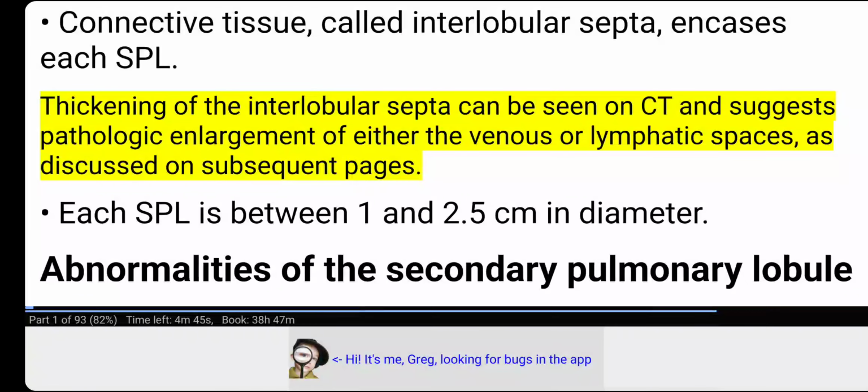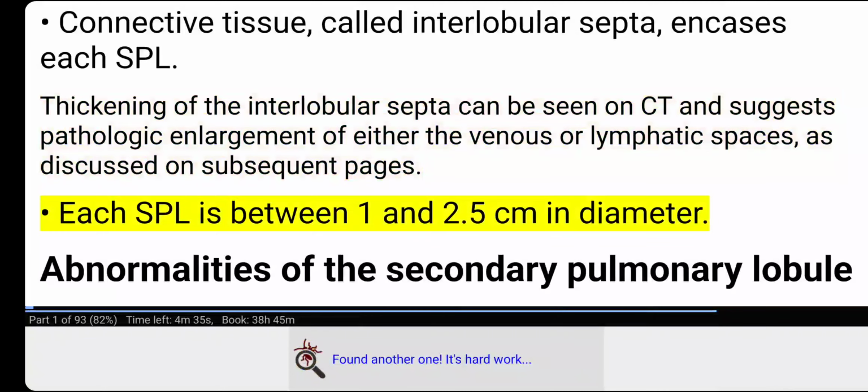Thickening of the interlobular septa can be seen on CT and suggests pathologic enlargement of either the venous or lymphatic spaces, as discussed on subsequent pages. Each SPL is between 1 and 2.5 cm in diameter.